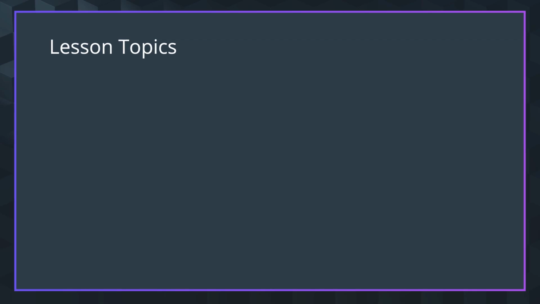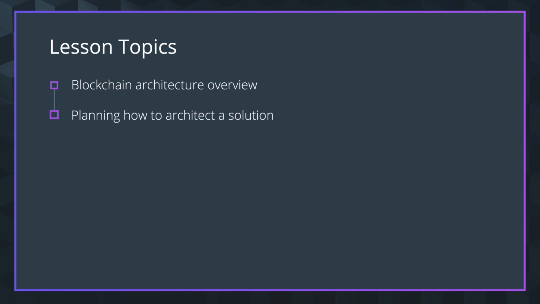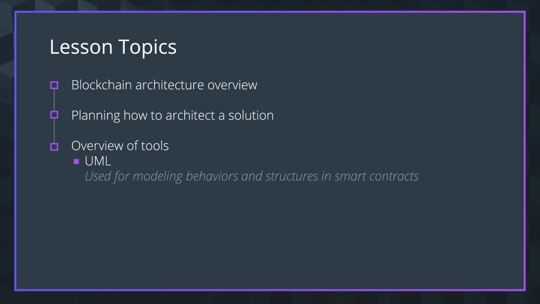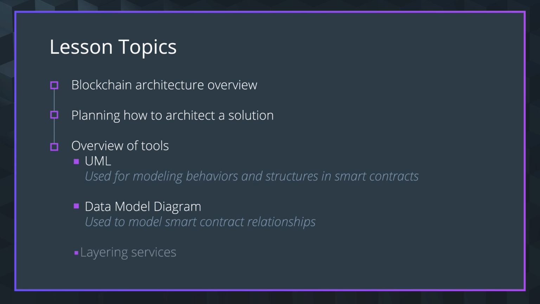In this term, we'll be building towards architecting a blockchain solution for a supply chain. With all that in mind, we'll be overviewing a blockchain architecture. Then, planning how to architect a blockchain solution. Next, we'll cover an overview of the tools, which includes UML, which is used for modeling behavior and structural interactions in the smart contract, as well as the data model diagram, which is used to model contract relationships. We'll also talk about decisions when layering services.